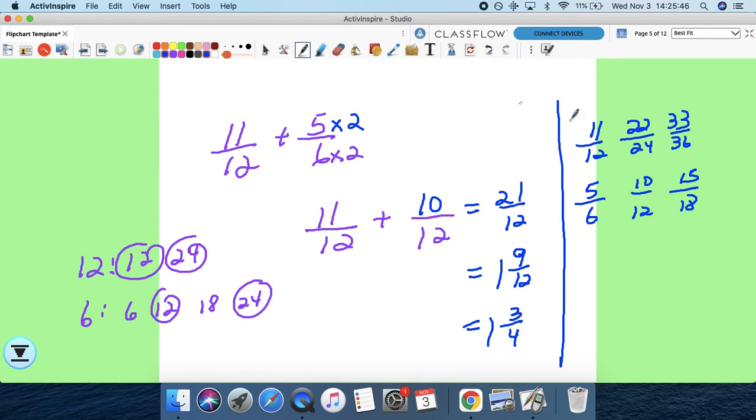Which one can we use? We can use this guy and this guy. All right, so we get 11 over 12 plus 10 over 12. And look, the same answer, right? 21 over 12. We get the same answer.